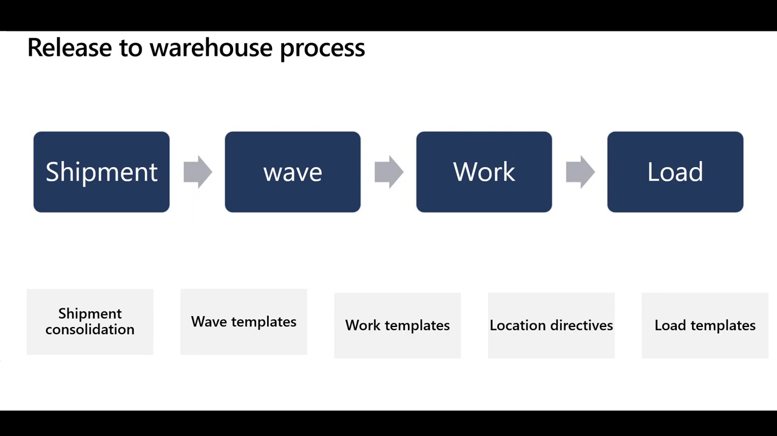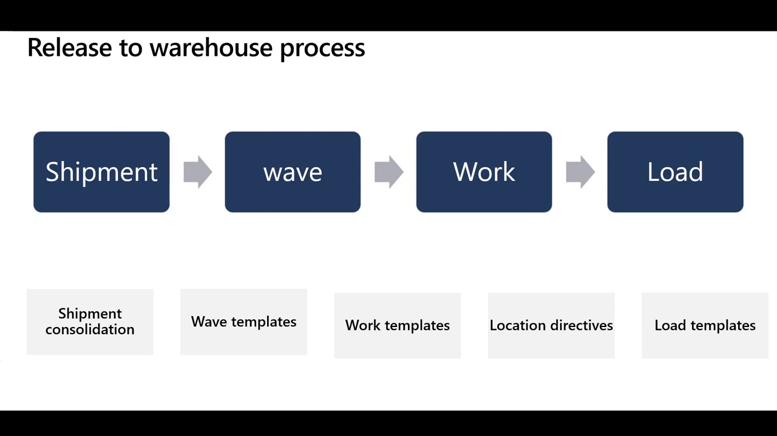After the wave is processed, a work and a load will be created. Normally the work will have two lines. The first one is to pick the items from a specific picking location, so the user can easily identify where to pick the items. And the second one is the put line with instructions on where to place the picked items. The work is managed by the work template, and instructions on where to pick or put the items are managed by the location directives.